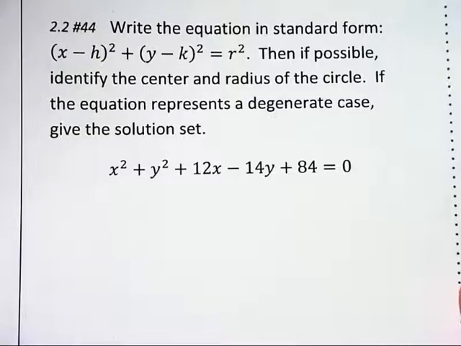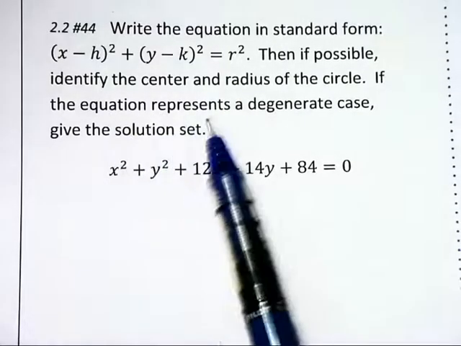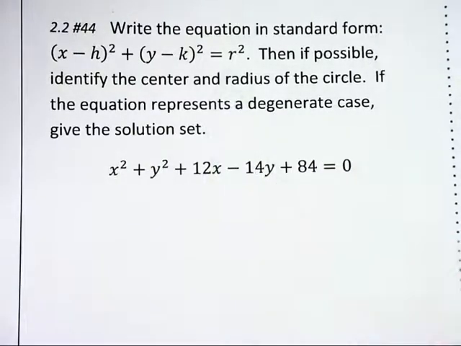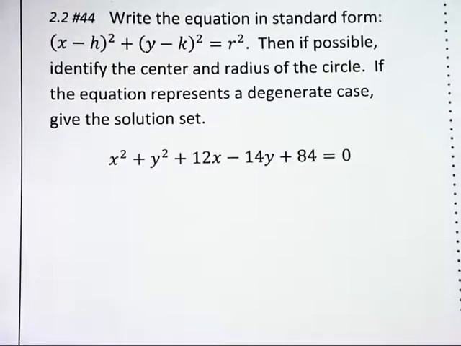If the equation is not in a ready-to-graph form, we then need to complete the square. Now here we have a couple of extra directions. If the equation represents a degenerate case, we'll come across that if we need to. Here we go. Time to complete the square.